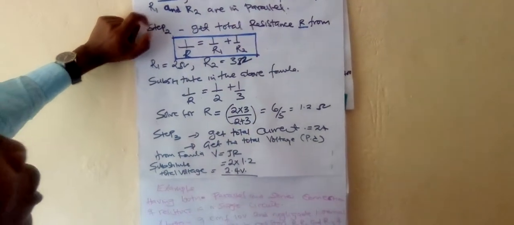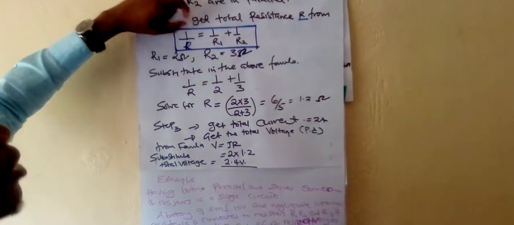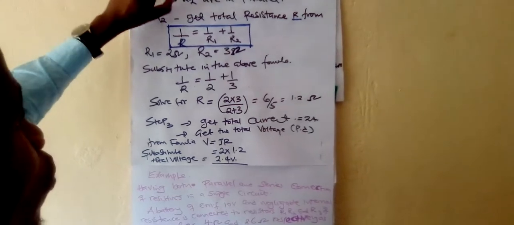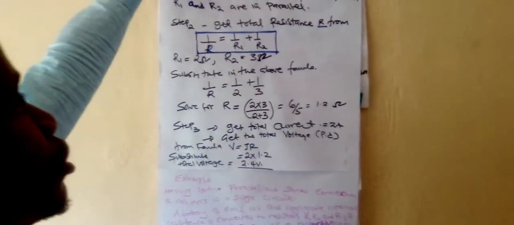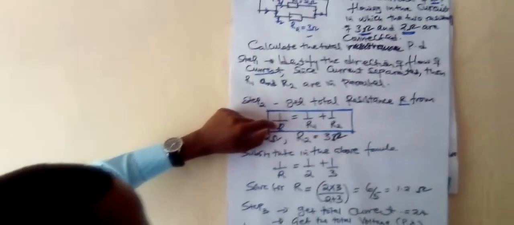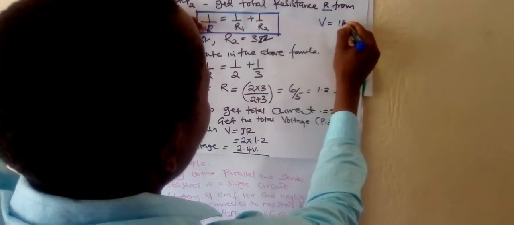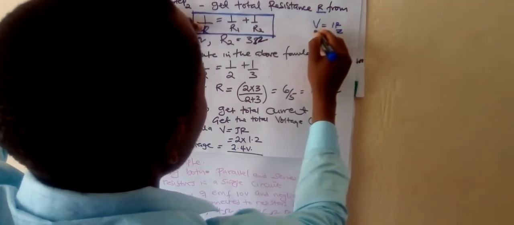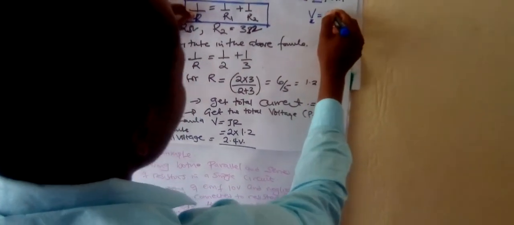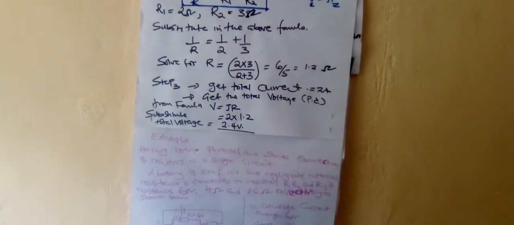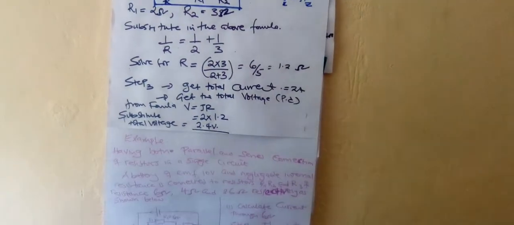So, why do we get total resistance? There is no way you will get this PD unless you know total resistance. Remember, the hint is our formula we shall use is V is equal to IR. So this is it. Total resistance, I want total PD, and I must have total current. So that is why we need total resistance.